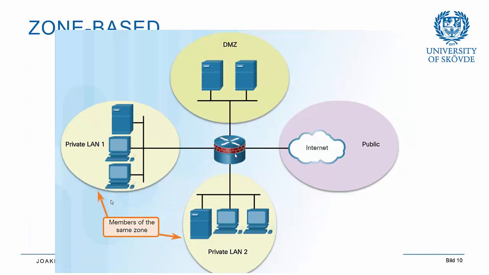You can also do zone-based firewalling, which is essentially the same as having a DMZ, but you can have several different private networks, and you can either let them be members of the same zone, or you can have different zones with different security layers. This basically allows you to group machines together and have different security policies for different zones.